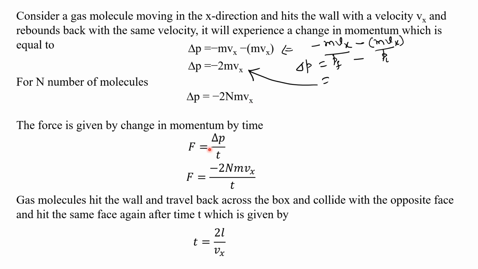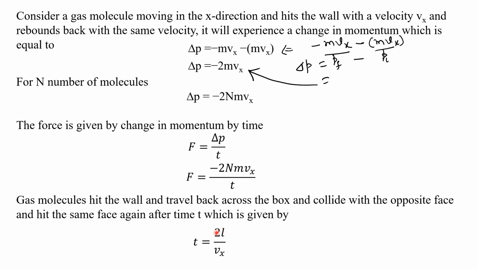The force is given by the change in momentum by time. So F is delta P by T, because change in momentum by time gives the force. So minus 2NmVx by T gives the force. Now gas molecules hit the wall, travel back across the box, collide with the opposite face, and hit the same face again after a time t, which is given by this. L is the edge length of the box.